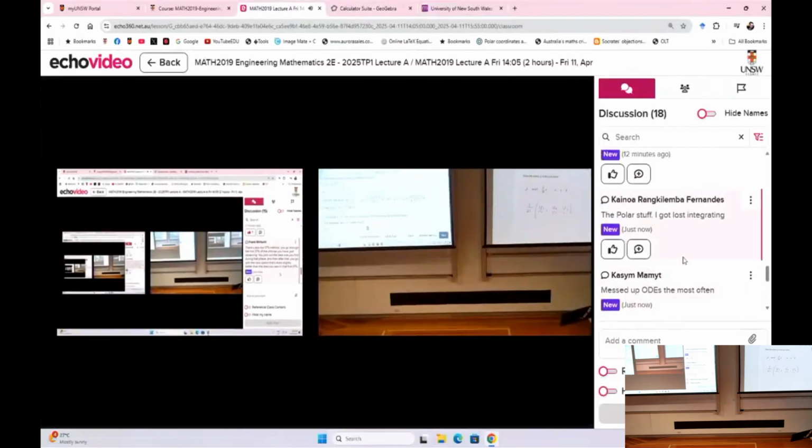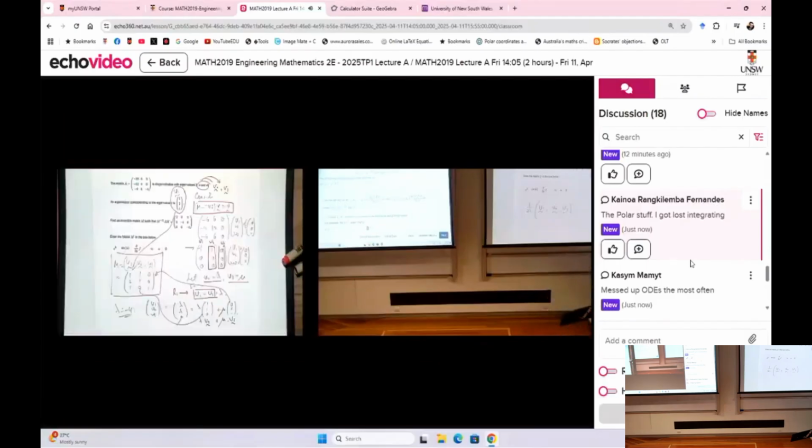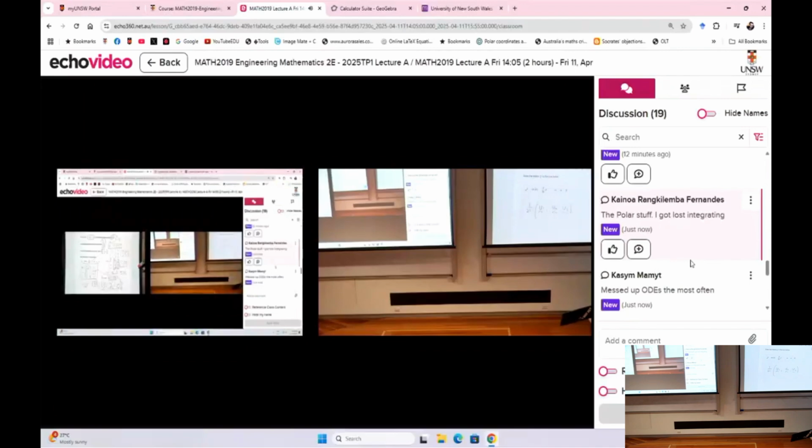The polar stuff, I get lost integrating. Yeah, it does. It's another set of coordinates, right? So instead of horizontal and vertical, you've got angle and length. So I looked at your video on deriving where the R comes from in the polar, but I still don't understand where the R comes from.